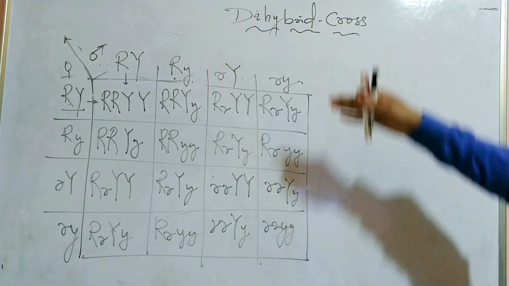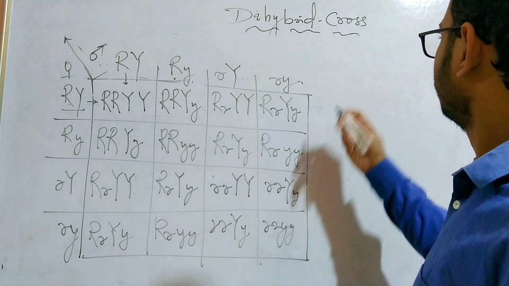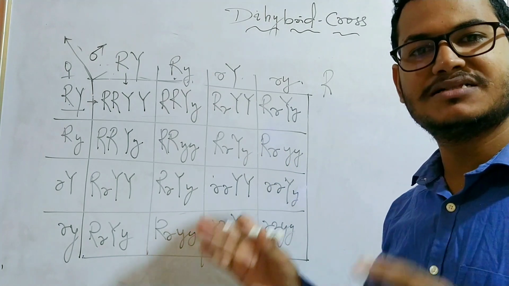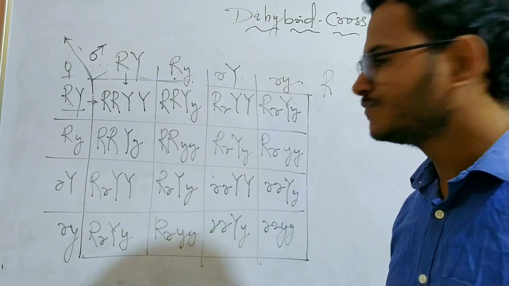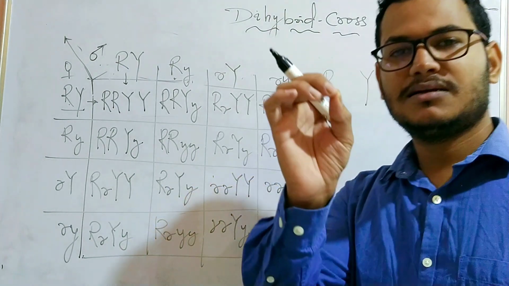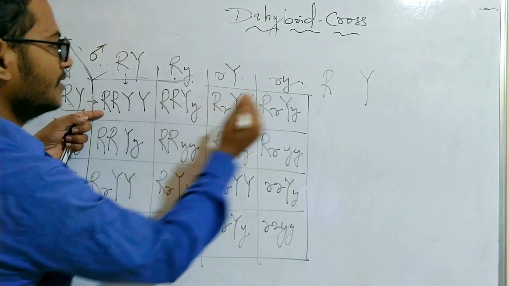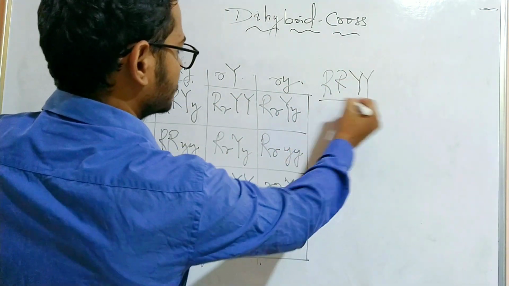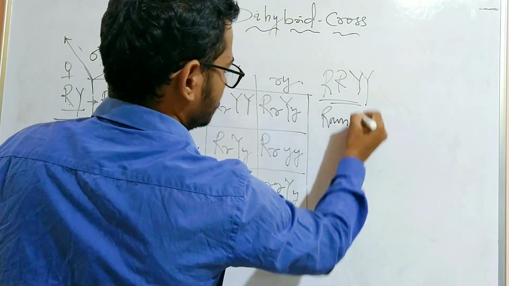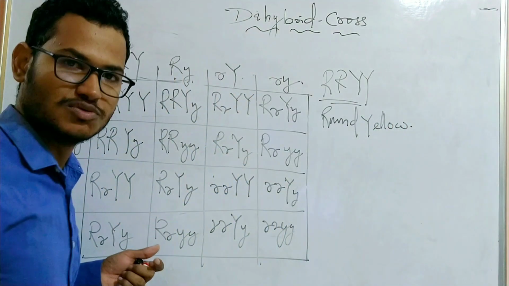From the self-pollination, if we have any one R, it represents the round shape of the seed, because round is the dominant character. Likewise, if we have a single capital Y, it represents the yellow color of the seed. So look here, we have capital R capital R capital Y capital Y. So this is a round yellow seed producing plant.